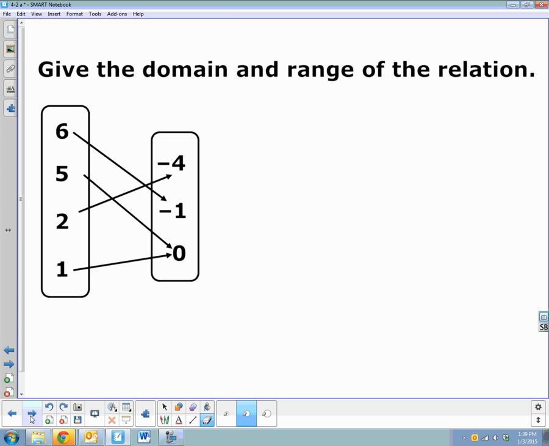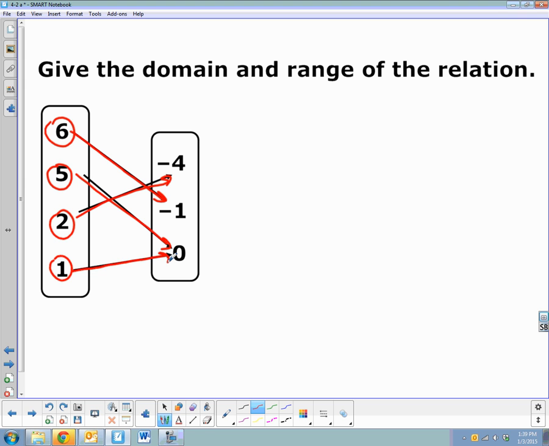Last one, mapping. Okay, we got lots of different arrows here. Again, this is where the arrow notation kind of helps and actually is meaningful. So if I look at my set here, 6 goes to -1, 5 goes to 0, 2 goes to -4, and 1 goes to 0.